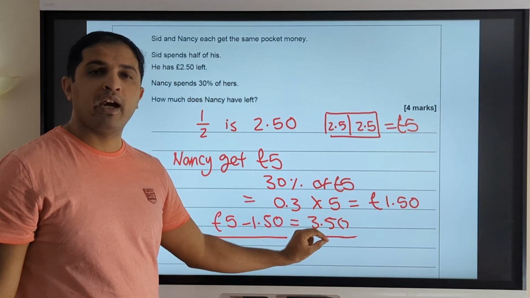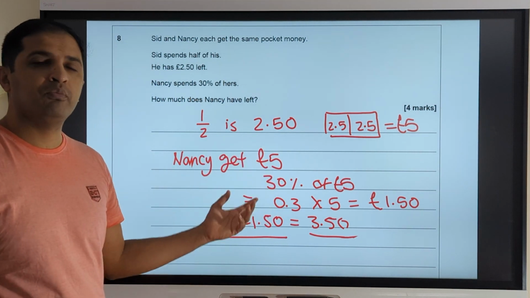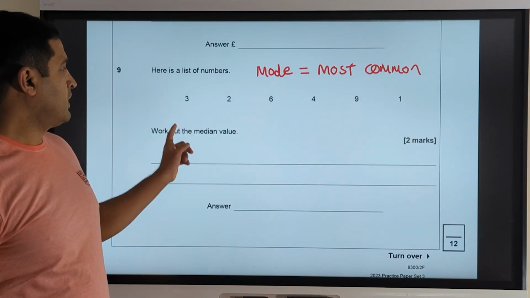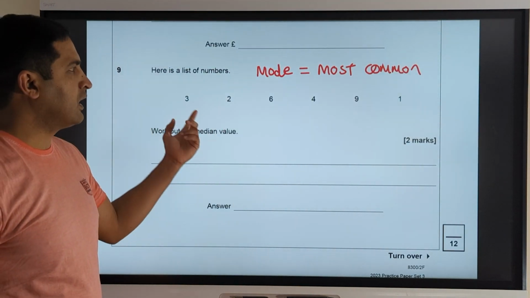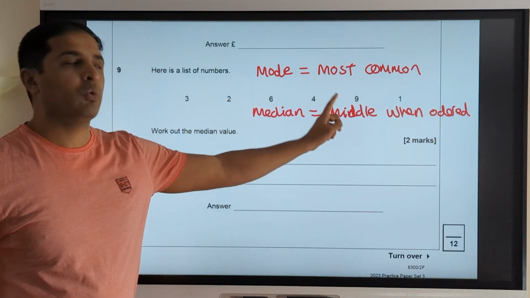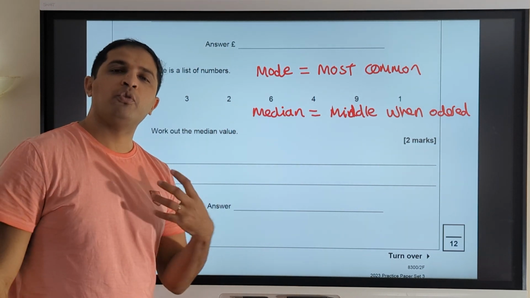Even if you don't get the answer correct, you only lose 1 or 2 marks, and you get the rest of the part correct, and you get the majority of the marks. So we've been asked to work out the median here, which is the middle when ordered. So you need to put them in order. It's a 2 mark question. Put the numbers in order before you pick the middle number.